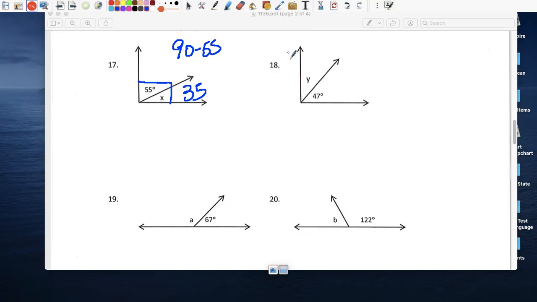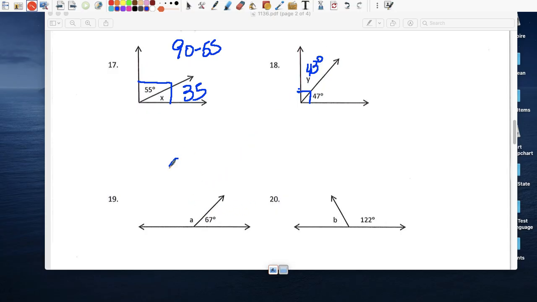I do. This one, I assumed actually that they were complementary. They should have had something like this to indicate there was a 90-degree angle. I'm going to assume they are. So in a 90-degree angle, if one part is 47, the other part is going to be 43, right? Because 43 plus 47 is 90.